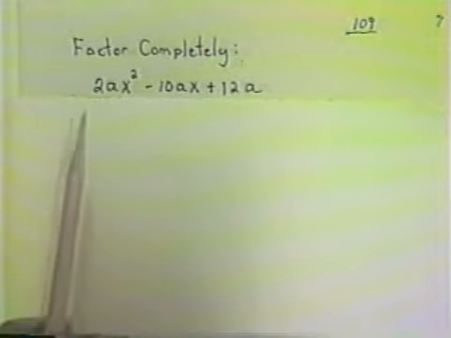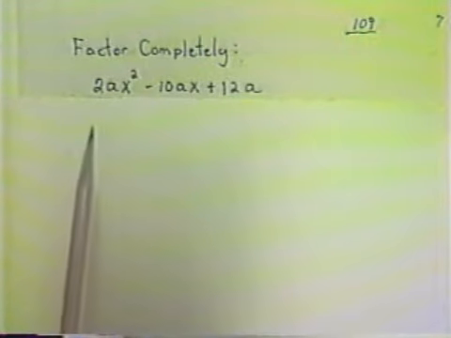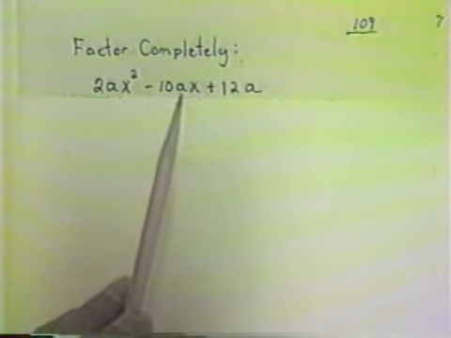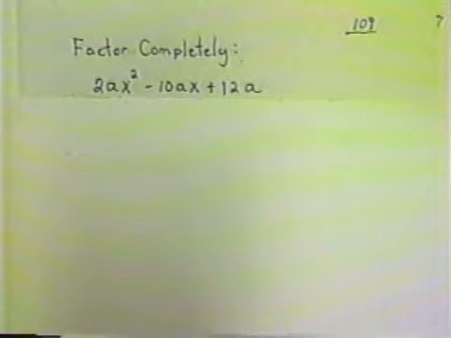Let's look at another one that adds one more feature to factoring. 2ax squared minus 10ax plus 12a. And I'm going to tell you something that you need to remember. Make a note of this and put it somewhere so that you can review it. You can't possibly forget it. One should always try to remove the greatest common factor before using guess and check factoring.